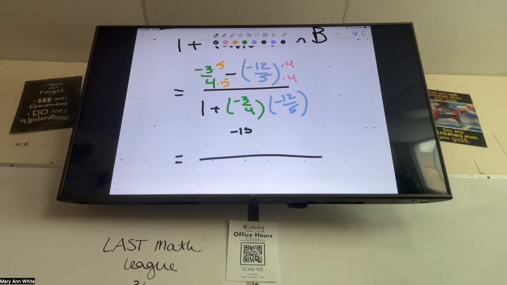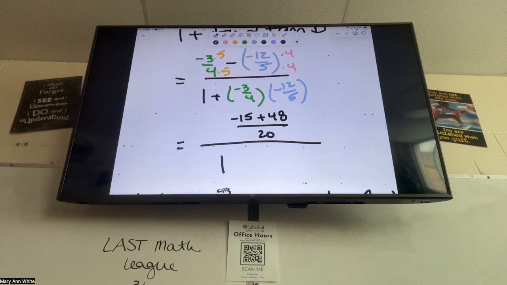So I get -15 plus 48 all over 20. You may go a step further and have already done -15 plus 48. I just couldn't do all of those steps all together. And now I've got 1 plus, negative times a negative becomes a positive. The 4 and the 12 make a 3, so I get 9/5.